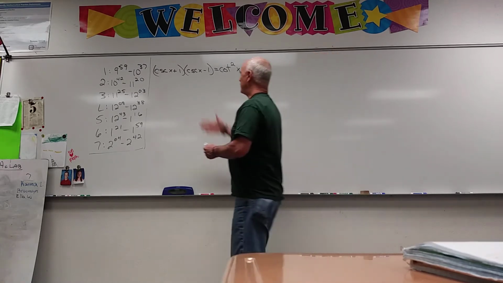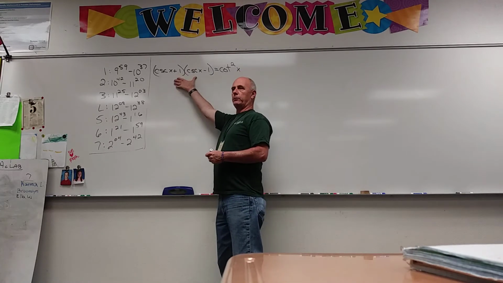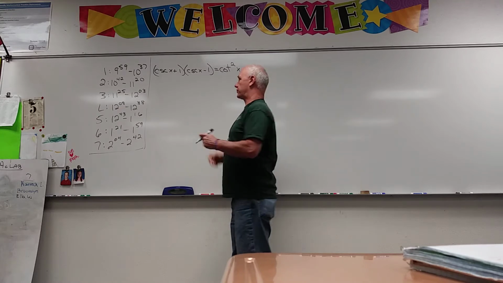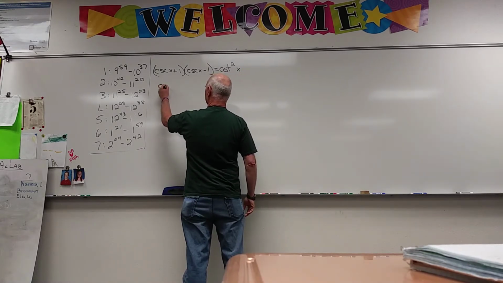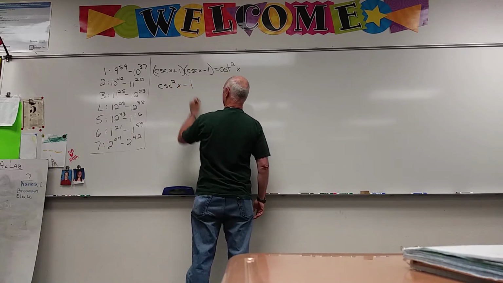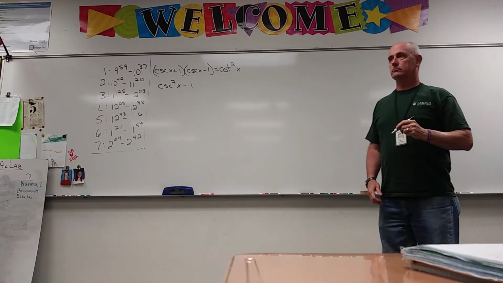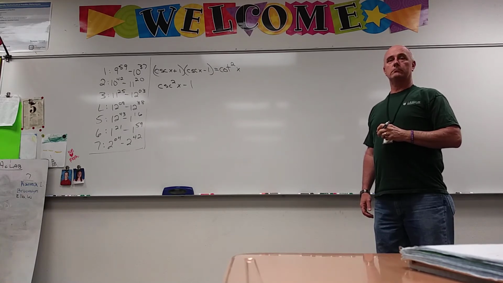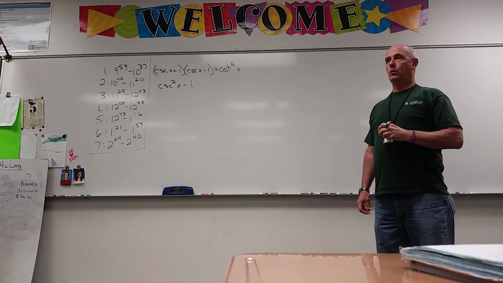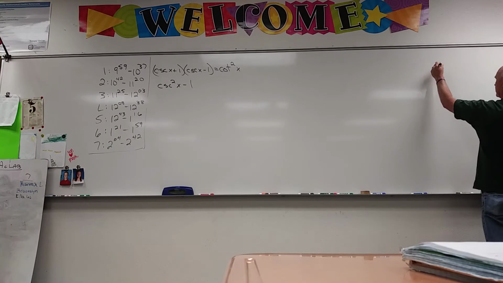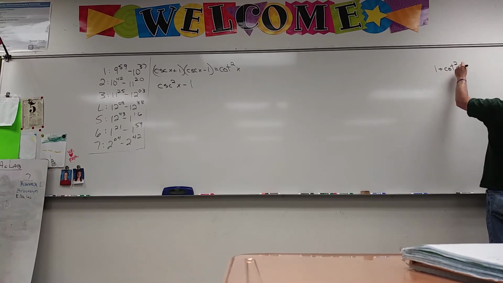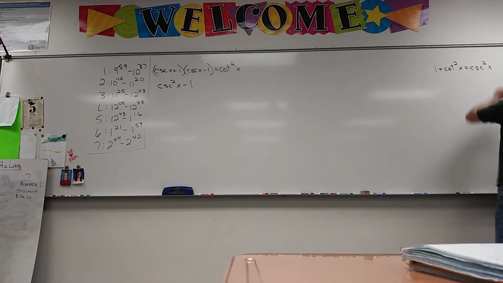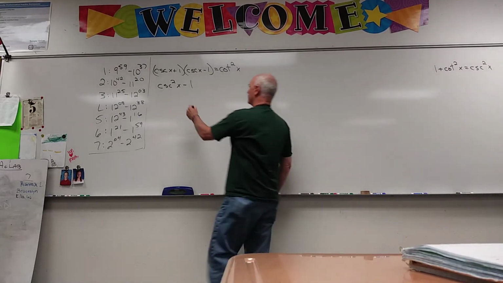FOIL. These 2 things are conjugates, and when we multiply 2 conjugates, take out first and last. So talk to me. Cosecant squared of x minus 1. Wait, was this the one I needed help on? No. Oh, that's that thing: 1 plus cotangent squared of x equals cosecant squared of x. So cosecant squared of x minus 1 equals cotangent squared of x.